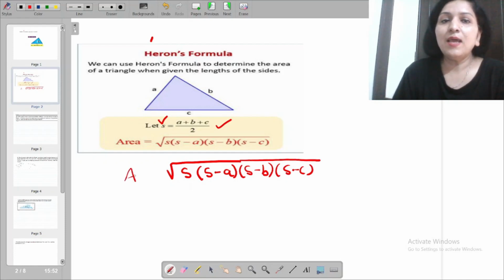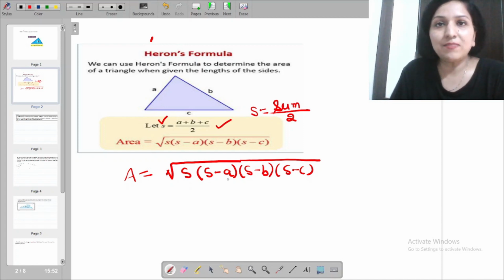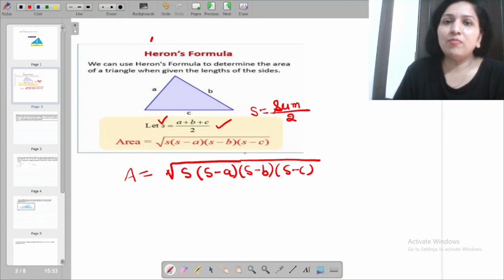I repeat once again. Step number 1 is finding the semi-perimeter of the triangle. Semi-perimeter means the sum of three sides divided by 2. Once you find the semi-perimeter, the formula for area is under the root S into S minus A, S minus B and S minus C. It's a very small formula. You might be finding it a little difficult at this moment because we haven't done any question yet. Once you solve 2 or 3 questions, this will become very handy and easy for you.